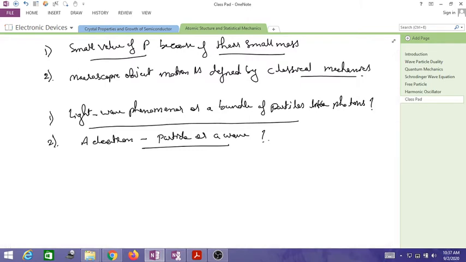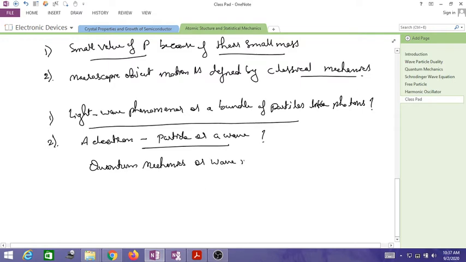As of now, by looking at Niels Bohr's postulate and by studying de Broglie's wave-particle duality, we have two questions: whether light is a wave phenomenon or a particle-like photon phenomenon, and whether the electron is a particle or a wave. To answer this, we have to understand quantum mechanics, which is also called wave mechanics.